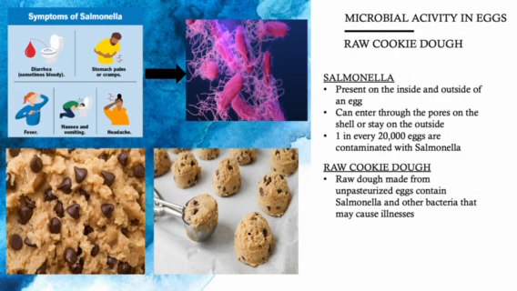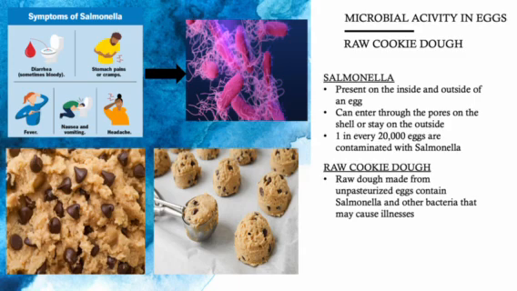Our fourth concept is microbial activity in eggs. So in eggs there is a thing called salmonella. It's present on the inside and the outside of the egg. It can enter through the pores on the shell, or it can just stay on the outside, and about 1 in every 20,000 eggs are contaminated with salmonella.